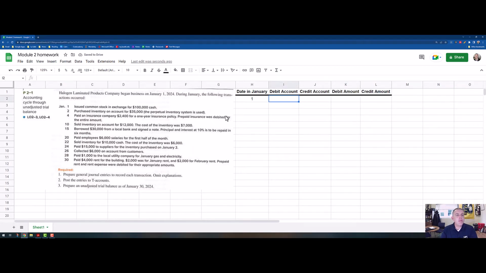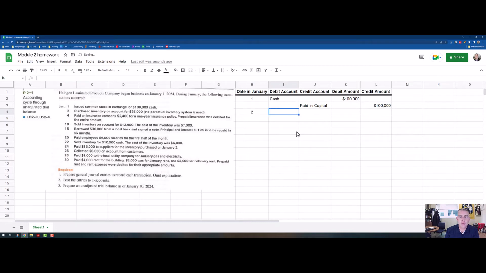So, issued common stock in exchange for $100,000 cash. What do we do here? We're receiving cash of $100,000. So we're going to say debit cash. And in exchange for common stock, right? So we're going to say paid in capital. We don't know if it's in the form of APIC or if it's just par value common stock. So we're just going to say paid in capital, a catch all. So we're going to say 100,000, right? And then this is going to be equal to that. Bam. We got it. All right.